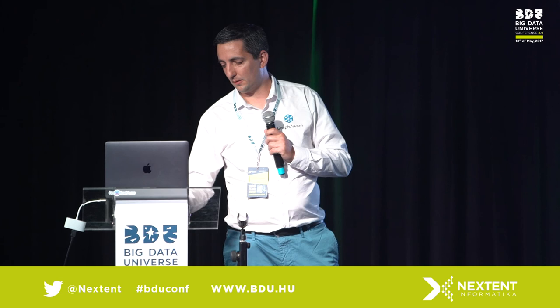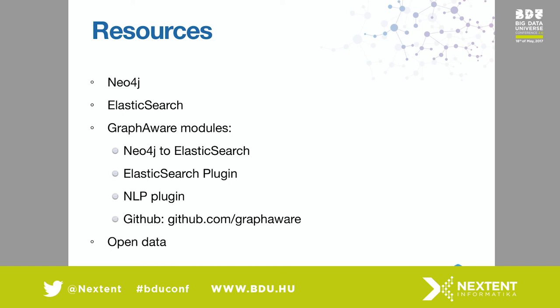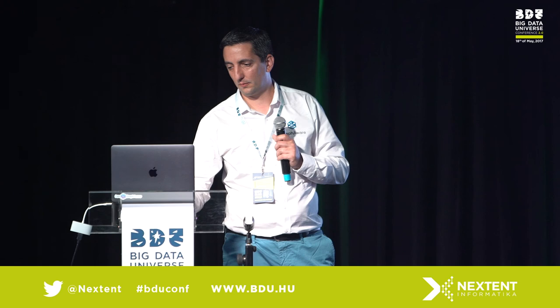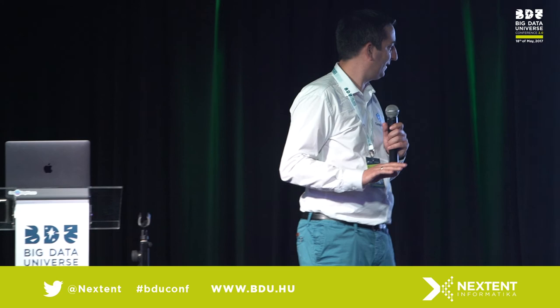So about the resources, all of the parts are open source, so you can download them to your machine and you can start building your own knowledge graph. You can use Neo4j, 3.2 is out. You can use Elasticsearch, there are the plugins, and there is a lot of open data you can use. So that's it. It's not rocket science. Even NASA uses it. So you can start.